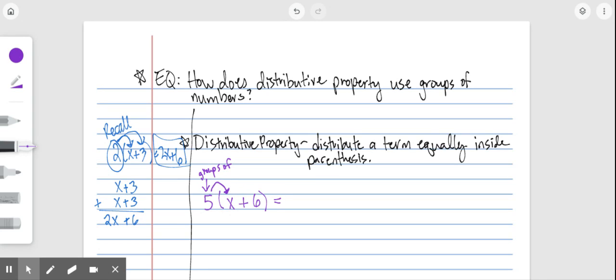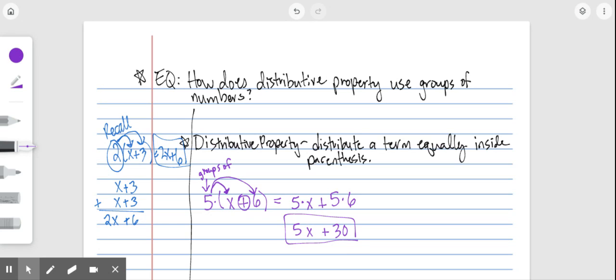So that means there are 5 groups of x, or 5 times x. Okay, so recall from yesterday that we said that this means multiply when there's a number outside of parentheses. So this becomes 5 times x. We keep the addition sign in between, and then we multiply that 5 again to that 6. So 5 times 6. All right, so then 5 groups of x is the same as 5x, plus 5 times 6 is 30. And this is our final expression.